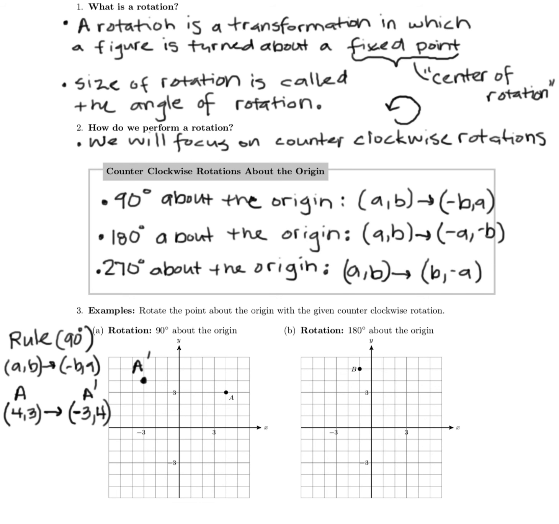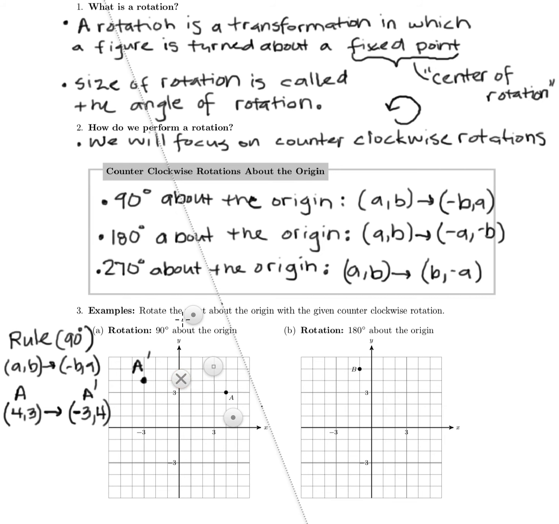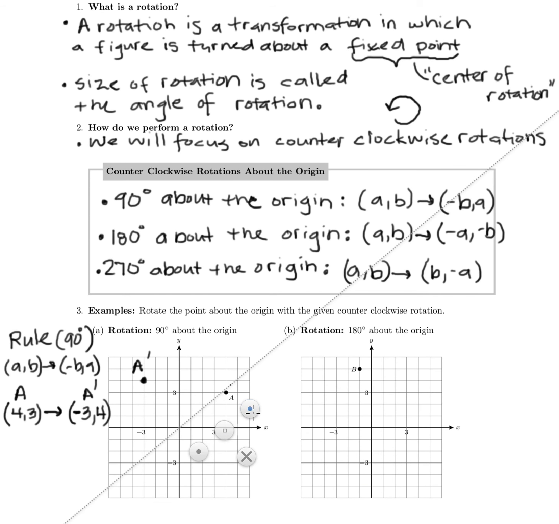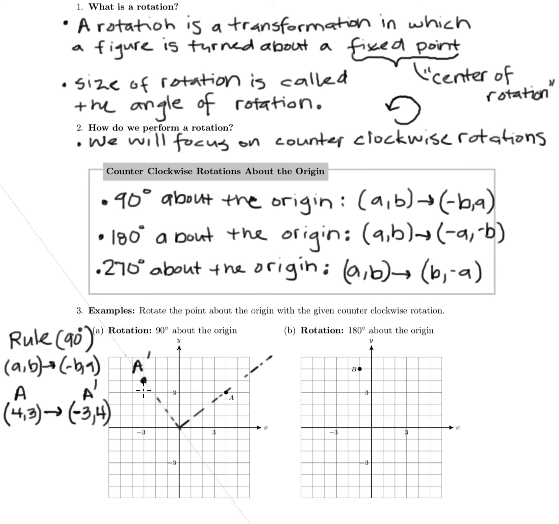Now, why is this a 90-degree rotation? We can look at how the angle is set up from point A to the origin. Since we're rotating about the origin, we want to make sure we go from the origin to the point we are rotating. So we're rotating point A 90 degrees to get to A prime. This right here is our 90-degree rotation.